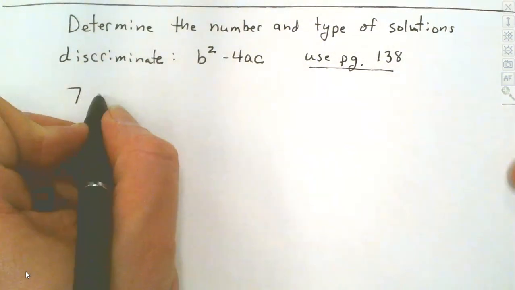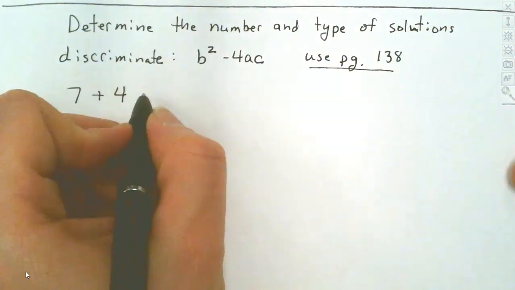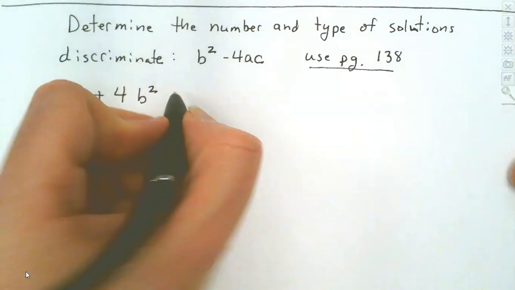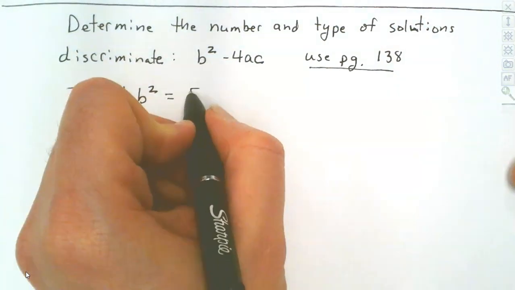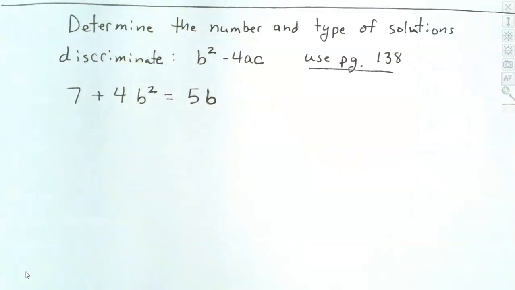How about 7 plus 4b squared equals 5b. Doesn't have to be an x. It can be a different variable. It can be an x. It can be a y. It can be a t. As long as it's got a square in it, and we can set it to 0, that's what we're going to be working with. So let's go ahead and set this equal to 0.